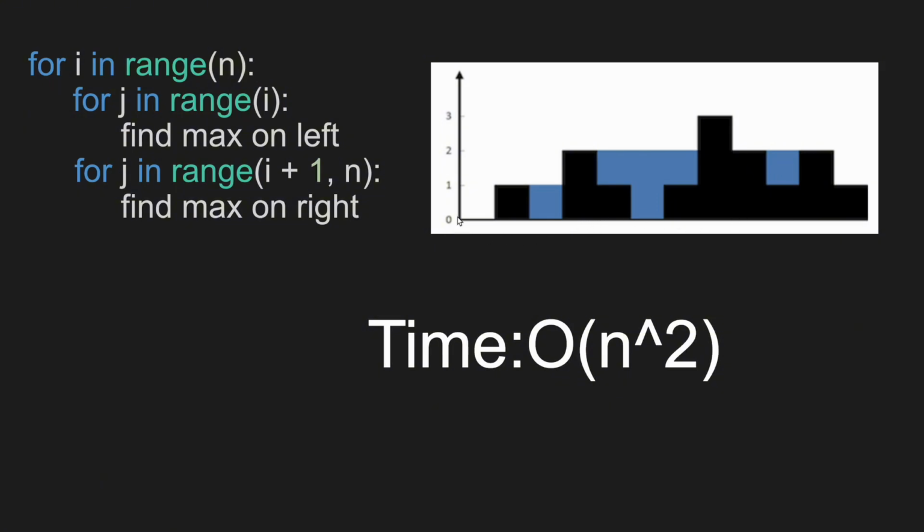So this approach would loop through each index, and at each index we will have to loop again to find the max on the left and the right, and that would take a time of n squared, where n is the length of the list. However, there's actually a more efficient way to solve this problem, and I'll go over that way right now.